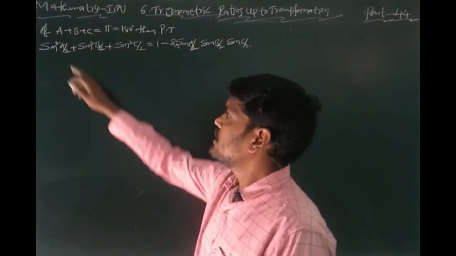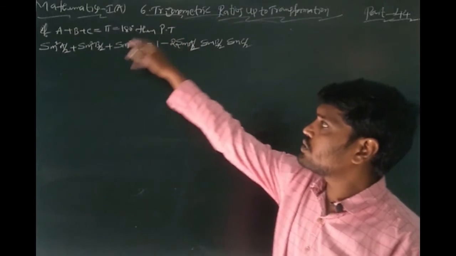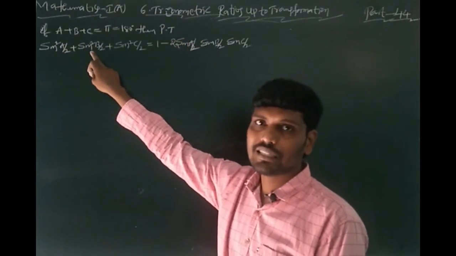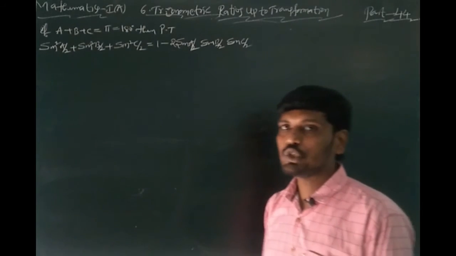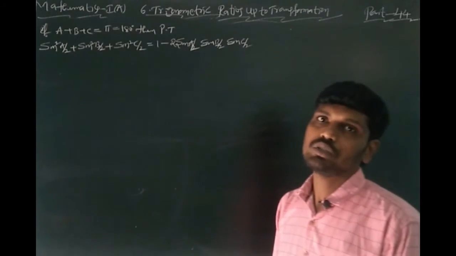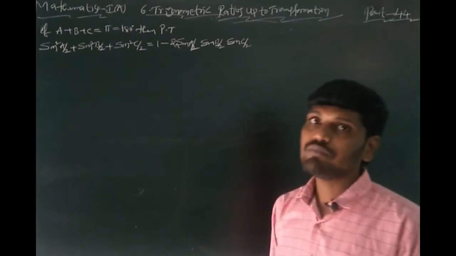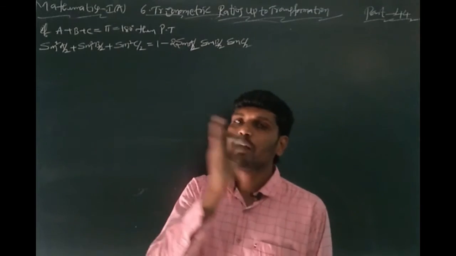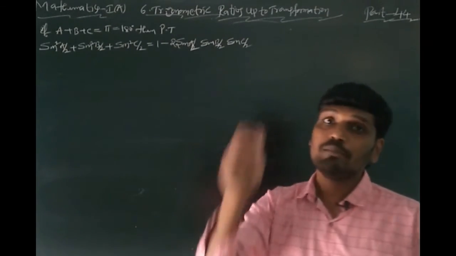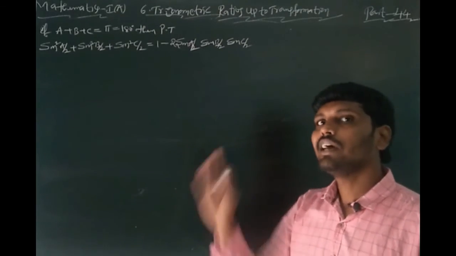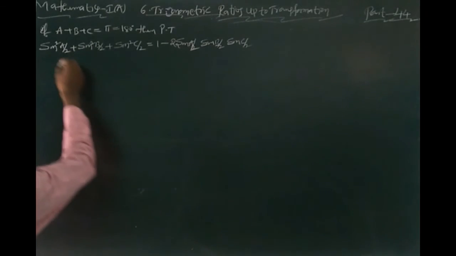What is the problem? If a plus b plus c equals pi or 180 degrees, then prove that sin square a by 2 plus sin square b by 2 plus sin square c by 2 is equal to 1 minus 2 into sin a by 2 into sin b by 2 into sin c by 2. This is the problem. What is the difference between the previous problem and this problem? In the previous problem it was sin square a by 2 plus sin square b by 2 minus sin square c by 2. Here it is plus sin square c by 2. That's why you can write the LHS part first.